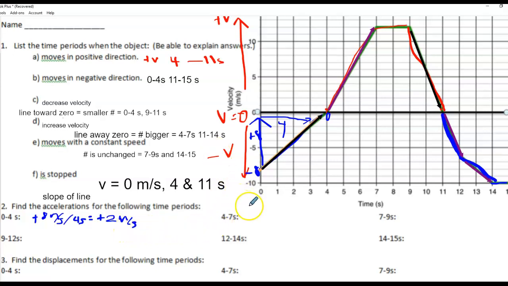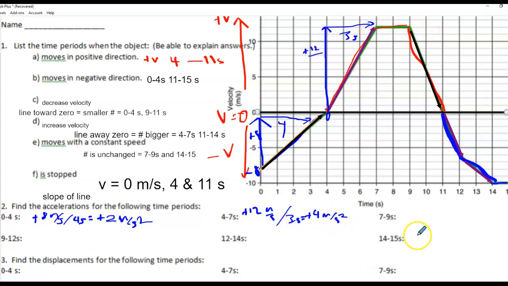I'll do a couple of them, and then we'll just get the answers to some as well. So 4 to 7 is the next part here. So it goes from 0 up to 12. So that's a plus 12. And from 4 to 7 seconds, that's 3 seconds of time. So this is gain 12 meters per second, and we're dividing that by 3 seconds. So that one's going to be a positive 4 meters per second squared, or meters per second per second.